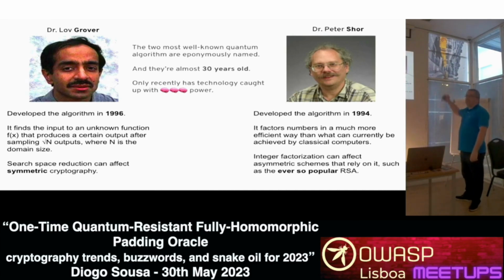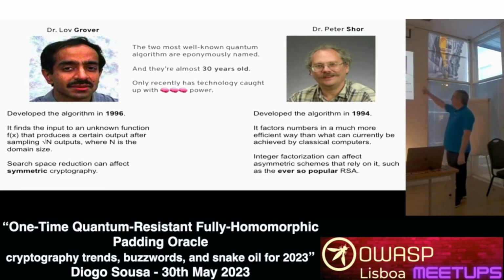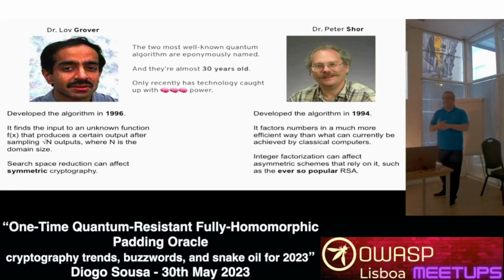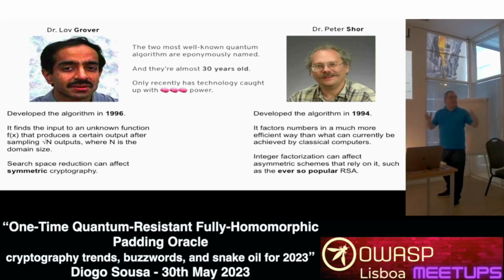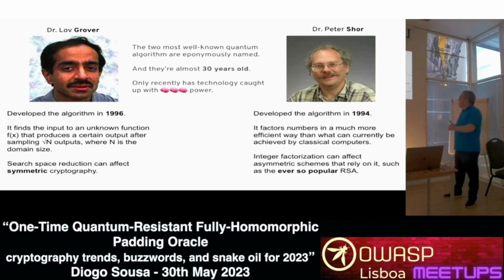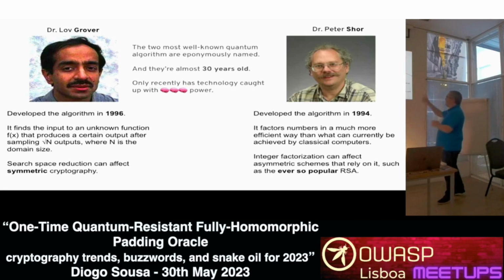And here, Peter Shor, who has given us so many headaches, invented Shor's algorithm. It factors numbers in a much more efficient way than what can currently be achieved by classical computers. By this, I mean that it factors an integer in polynomial time. This is the formal definition of what he did. Grover is still very interesting in terms of how it affects cryptography, but Shor's algorithm is the destroyer of worlds, let's say. Integer factorization can affect asymmetric schemes that rely on it, such as the ever-popular RSA.